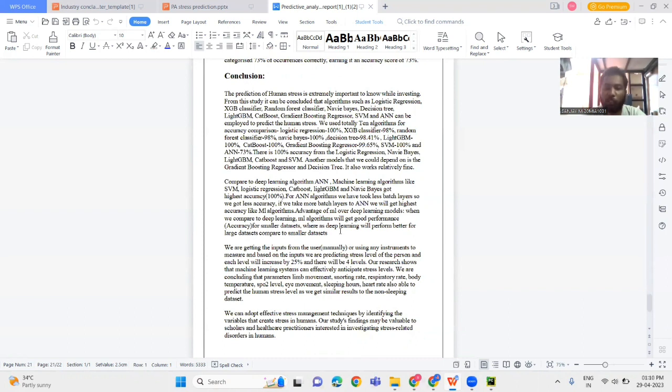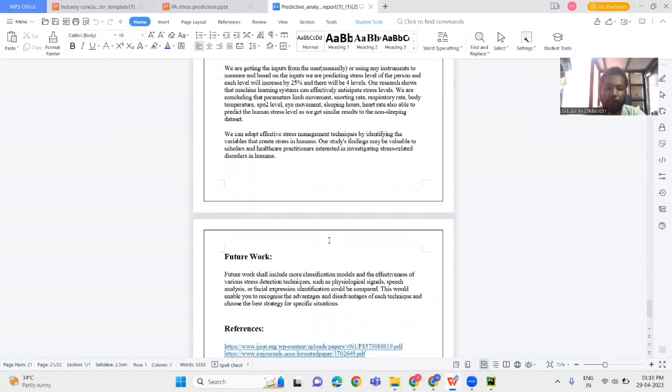Advantages of ML over deep learning: when we compare with deep learning models, ML models get good accuracy on small data sets. Deep learning also gives the best accuracies, but it is most preferred for large data sets. It handles large data sets.